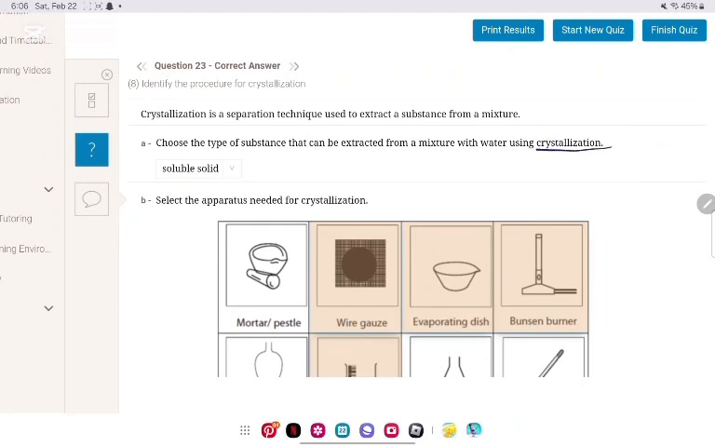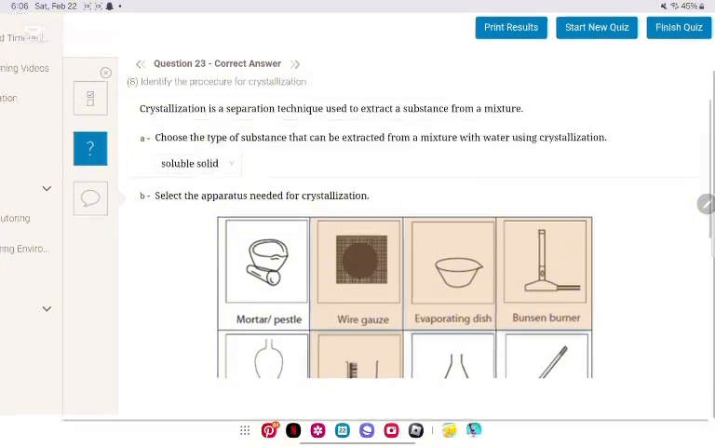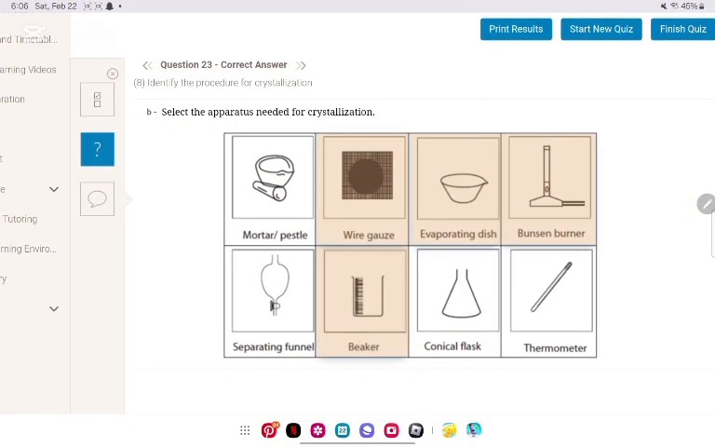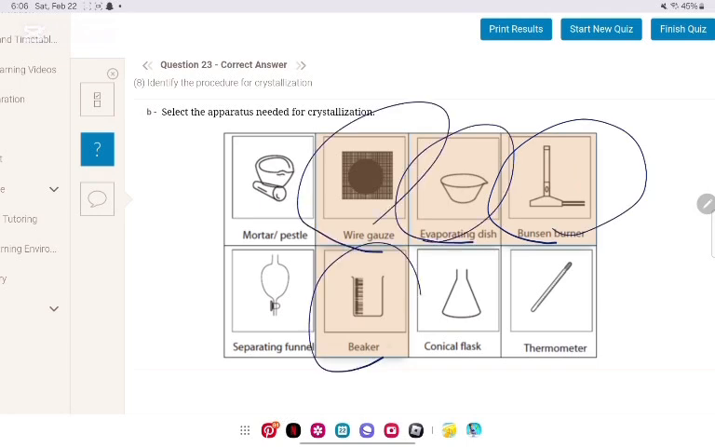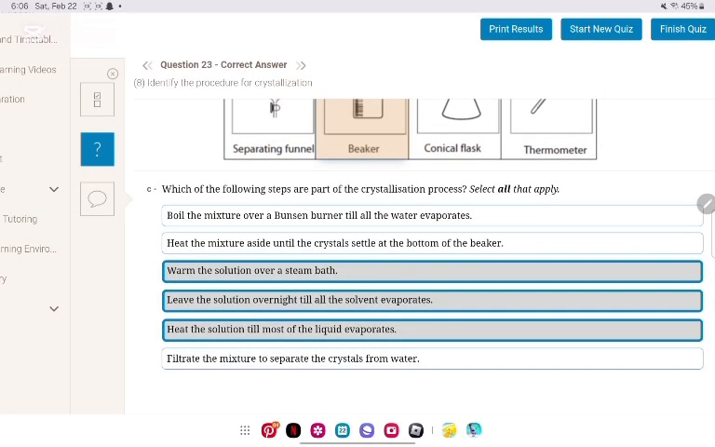Crystallization: you use crystallization when you want to separate a soluble solid. The tools you use in crystallization are a Bunsen burner, an evaporating dish, wire gauze, and a beaker. Memorize it, I'm not going to explain it. And the crystallization processes, you have to have them memorized as well. So you're going to warm the solution over a steam bath, obviously. Leave the solution overnight till it all evaporates. And yeah, heat the solution till most of the liquid evaporates. Memorize it, this also came many times.